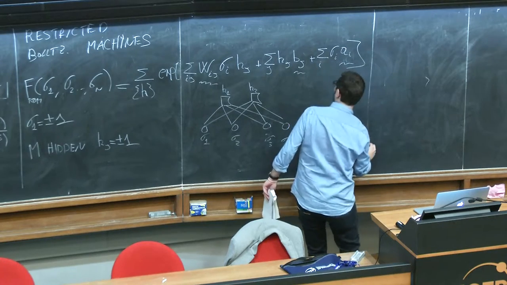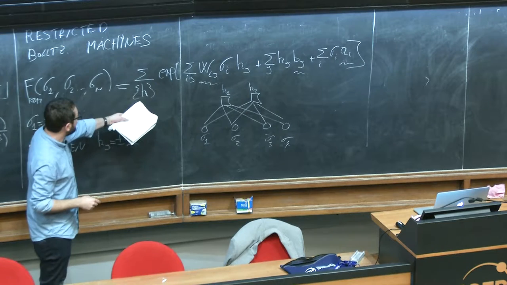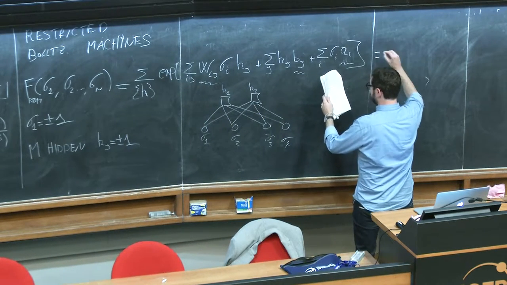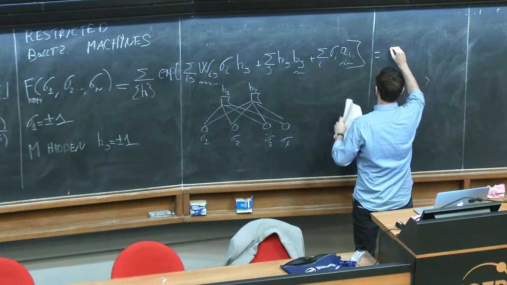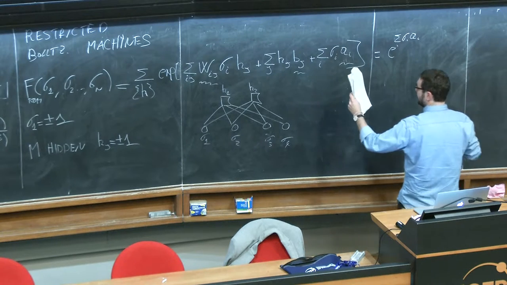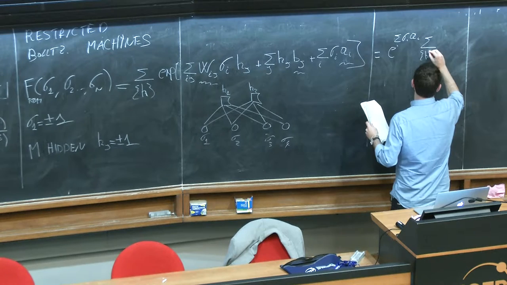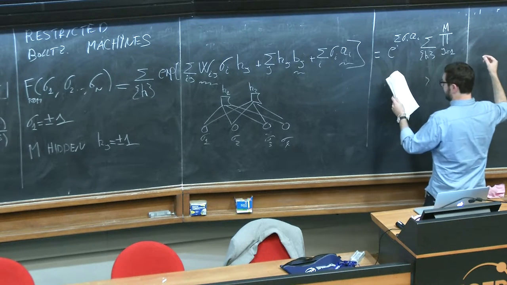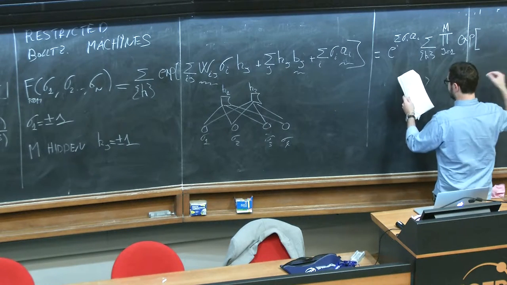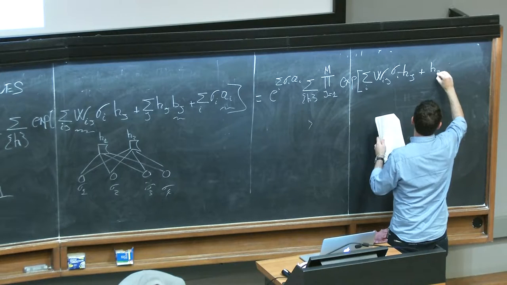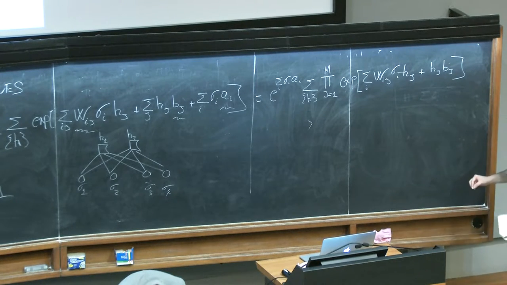Since we don't have any interactions between the H, we can perform this sum explicitly. We can factorize this object and write it as the exponential of the sum over i of sigma_i a_i, which is just a common factor that does not depend on H. Then we have the sum over all possible values of H, of the product over j, where j is the index of the hidden unit, of the exponential of the sum over i of w_ij H_j sigma_i, plus H_j b_j. It's just a manipulation.